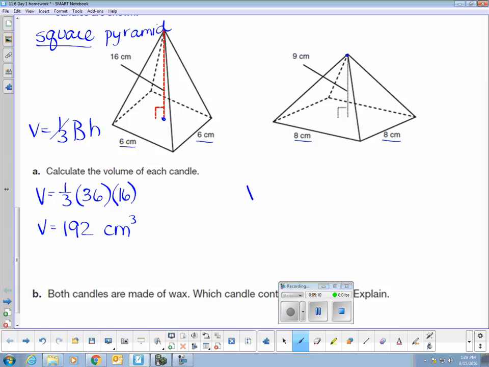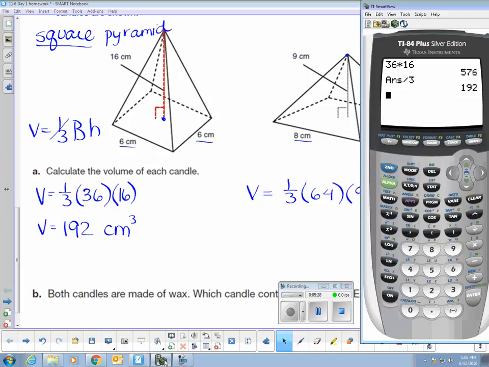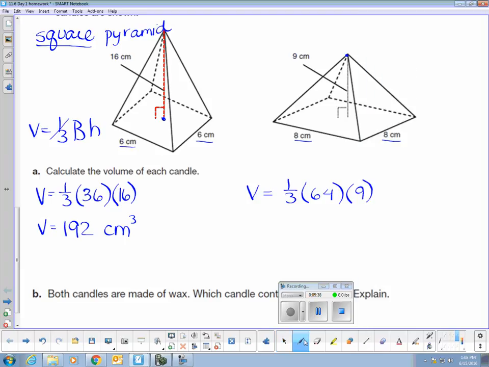All right, and then taking a look at our second figure, we're going to use the same formula. The area of the base is 8 times 8, or 64, and the height of this pyramid is 9. So again, I can multiply 64 times 9, and then take that answer, divide it by 3, and we get 192. So it appears that both of the volumes are the same.